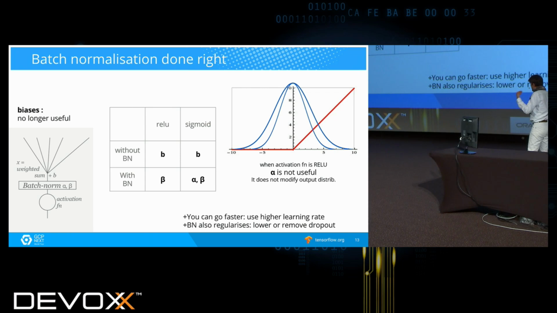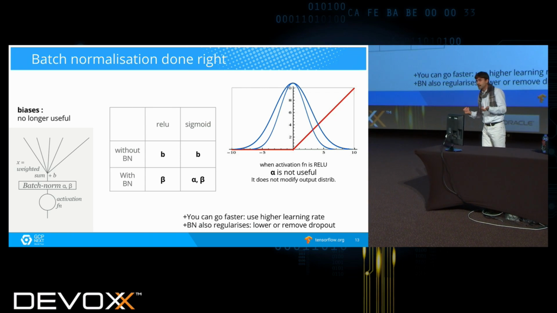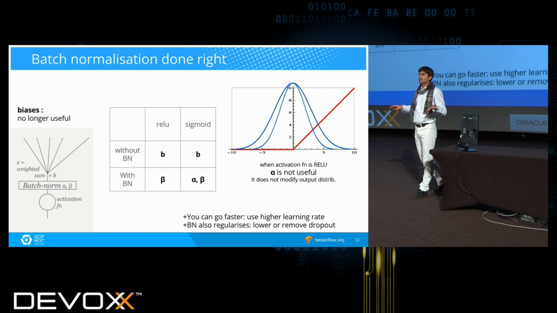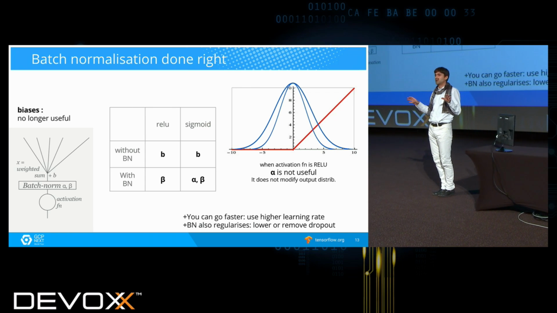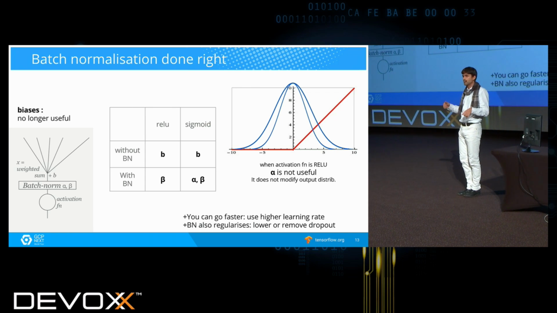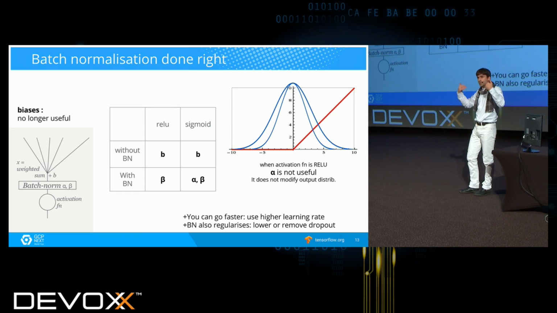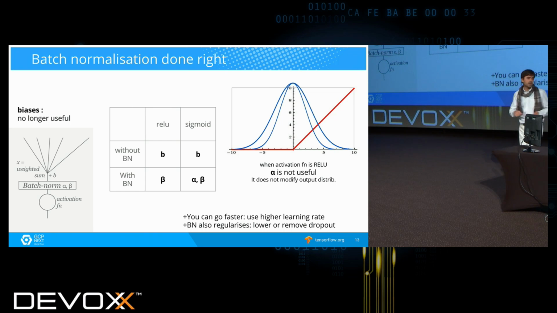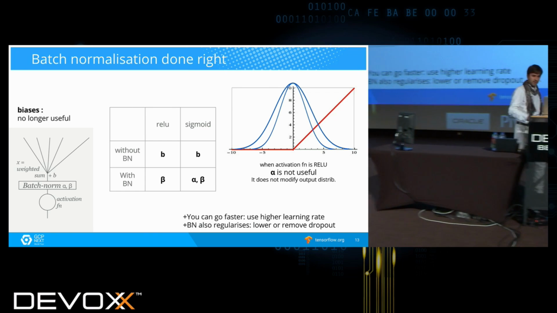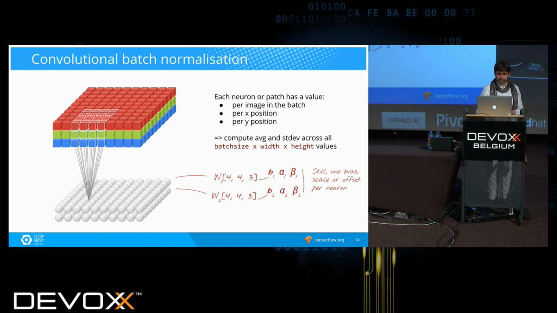Also, this does the same kind of regularization effect as dropout. So it's possible to completely stop using dropout and use batch normalization instead. It's also possible to combine them, but use a lower amount of dropout. And that's what I did here in this last network.